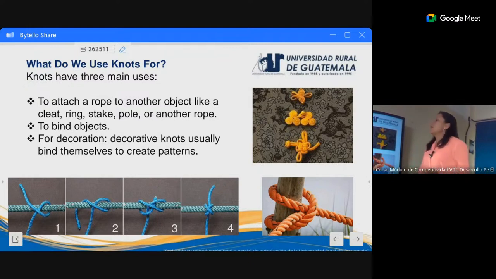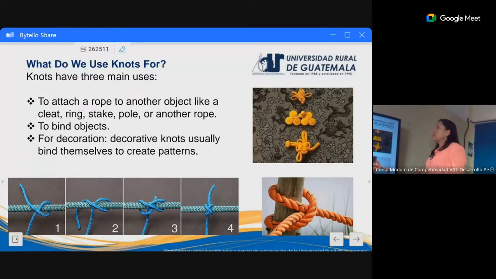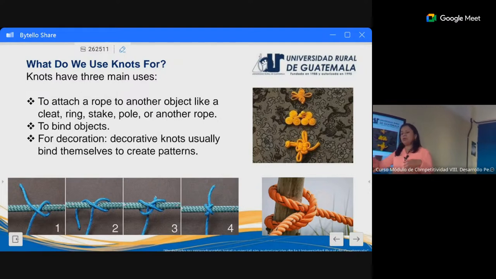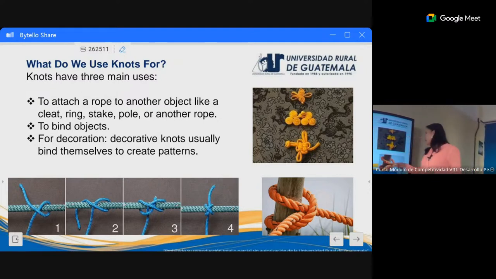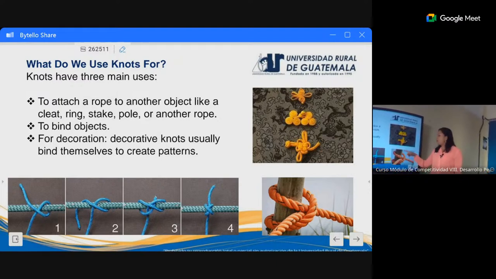So here it says to attach a rope to another object, and also a ring, stay, pole, or another rope, to bind objects. Also for decoration: decorative knots usually bind themselves to create patterns. As you can read here, this is the most common use, right? To attach a rope to another rope or to another object. Look here, we have the rope attached to a log.